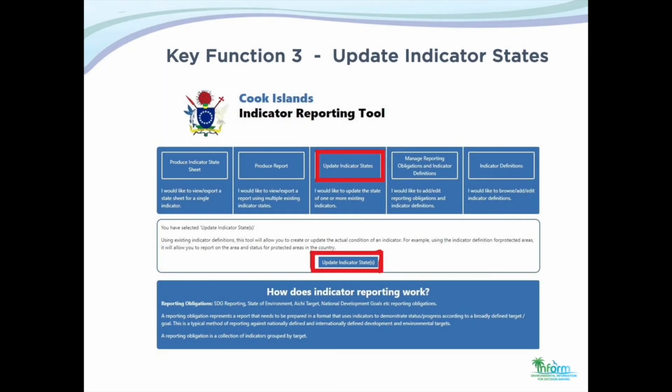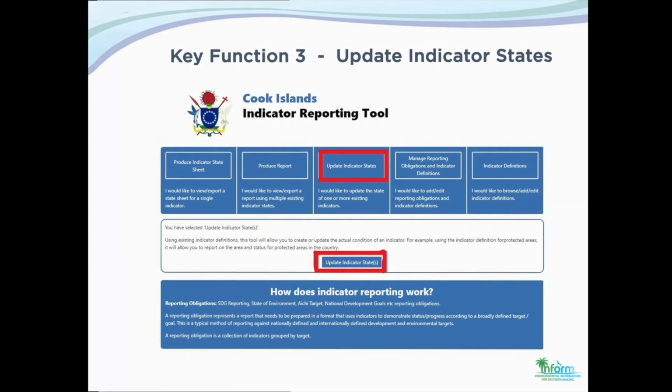The third function of the tool is update indicator states. Using existing indicator definitions, this tool will allow you to create or update the actual condition of an indicator. For example, using the indicator definition for protected areas, it will allow you to report on the area and status for protected areas in the country.